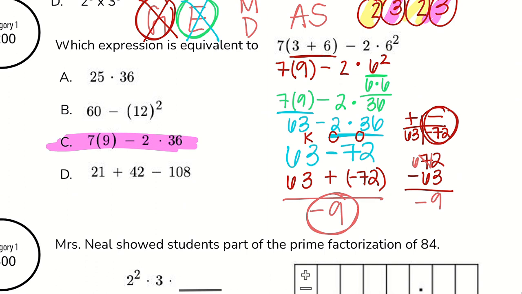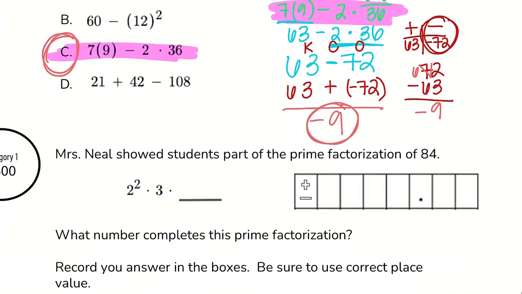So we need to find one that's 7 times 9 minus 2 times 36, which I see up there in green. Do y'all see it? Yeah. There it is. So that would be equivalent. So our answer is C. We are so good. We should get paid for this.